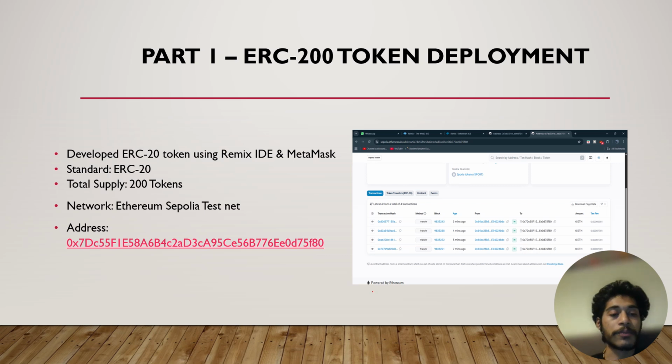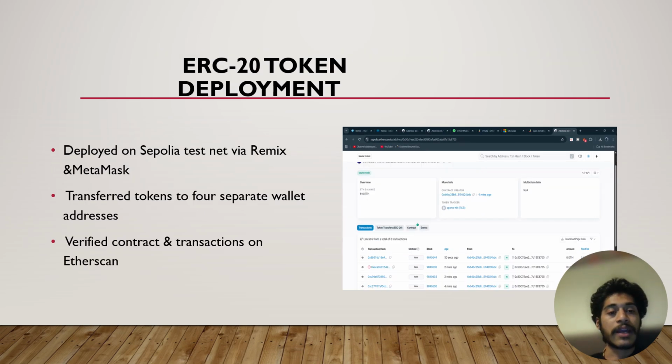I have uploaded all the documents related to how the tokens were used and how the deployment was done, and I have copied everything and pasted it here. Coming to the next, the ERC20 token is deployed on Sepolia as I told previously, via Remix as well as MetaMask. I have transferred the tokens to four separate wallets, and it has been verified. The transaction on Etherscan is given in the second slide.